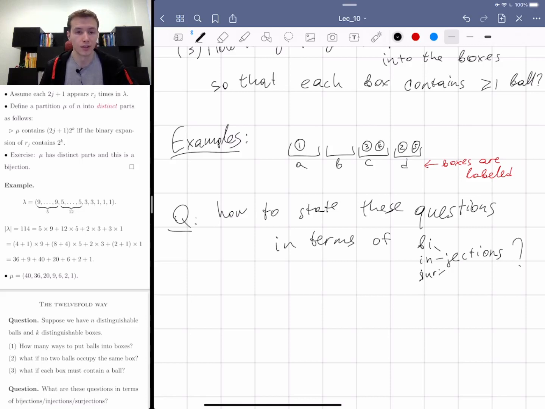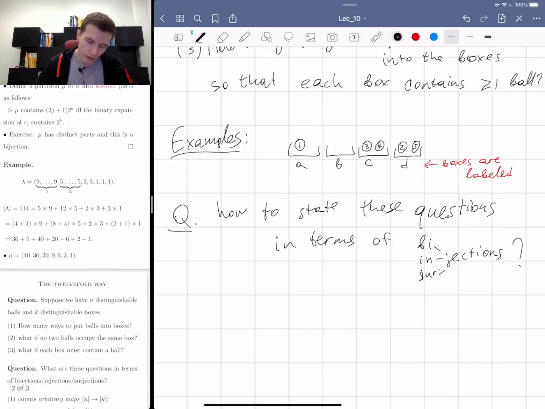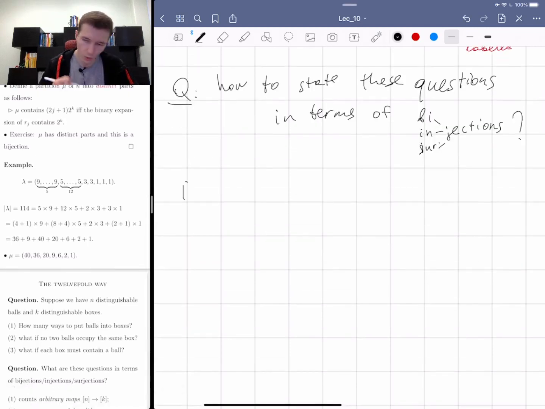I'm assuming by now it is very easy for you to reformulate things like that. The hardest part is to not confuse which ones are which. So 1 is you just count arbitrary maps. With no restrictions, you put n balls into k boxes, so you count maps f from [n] to [k].